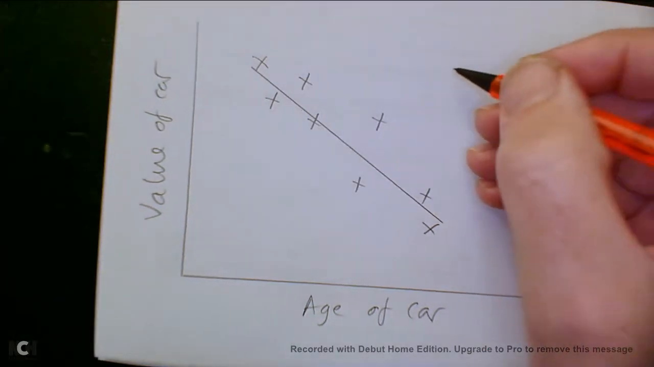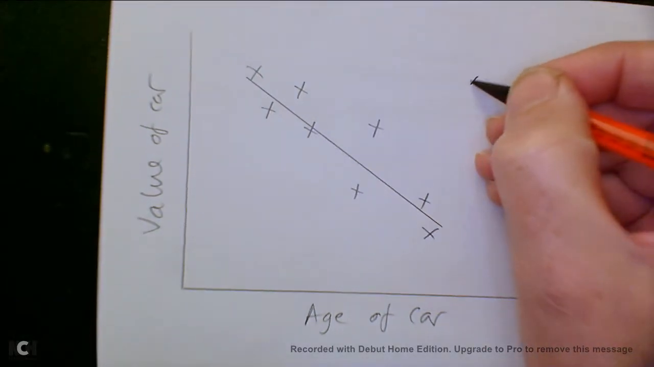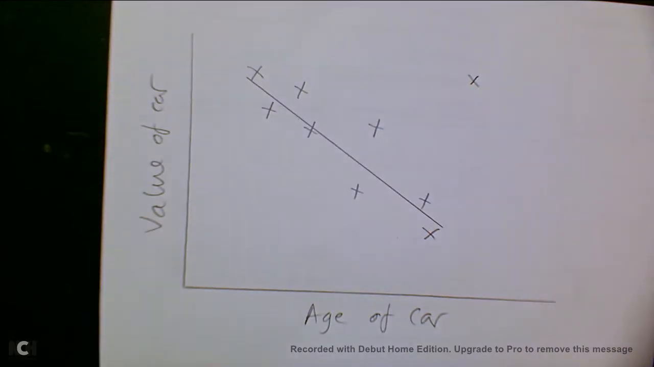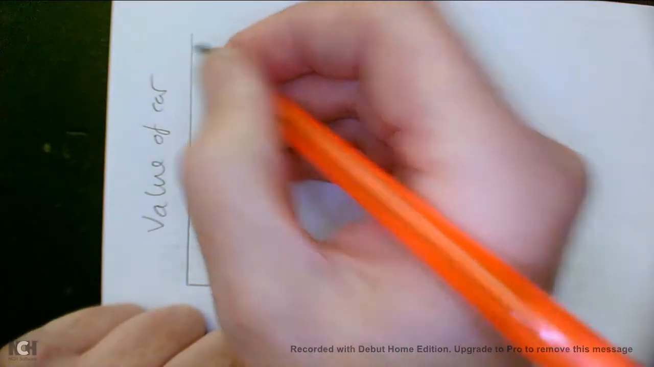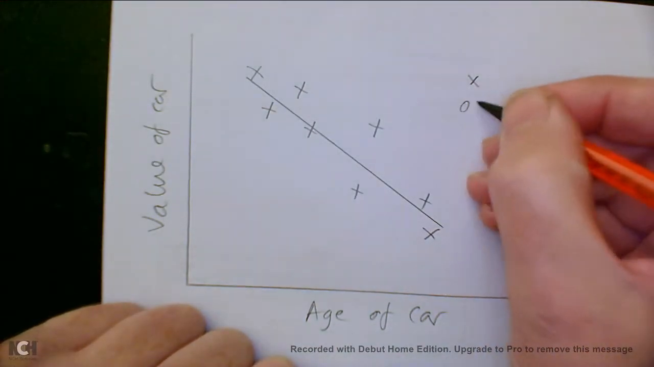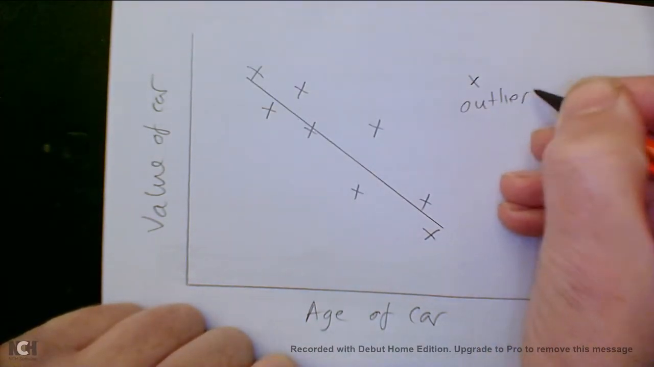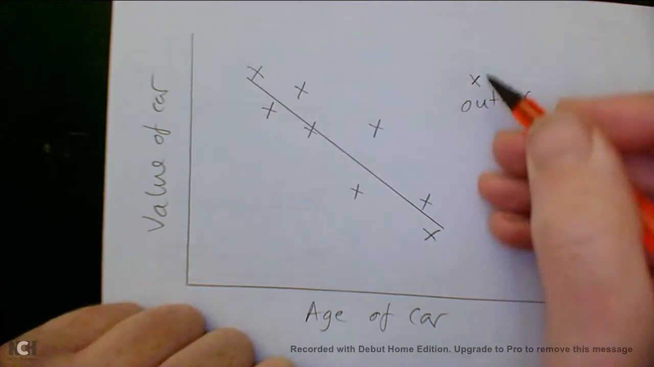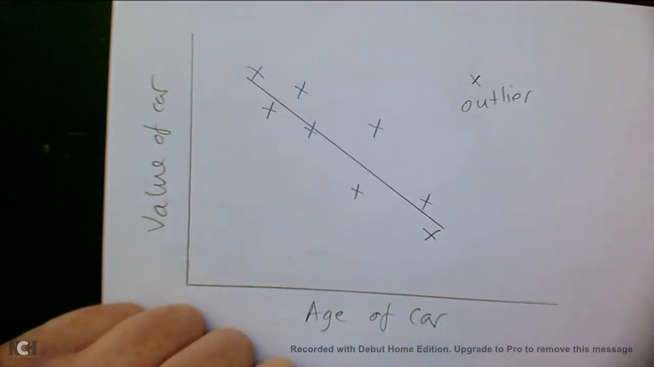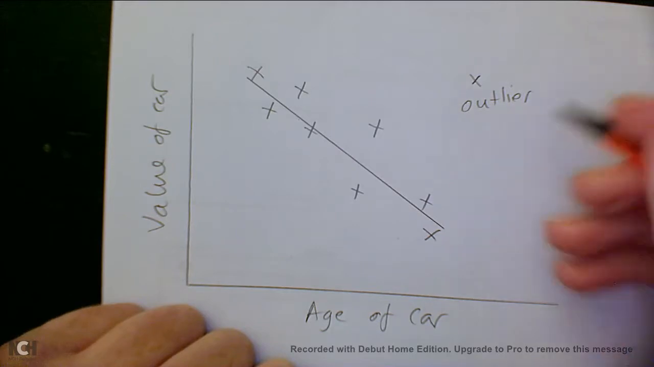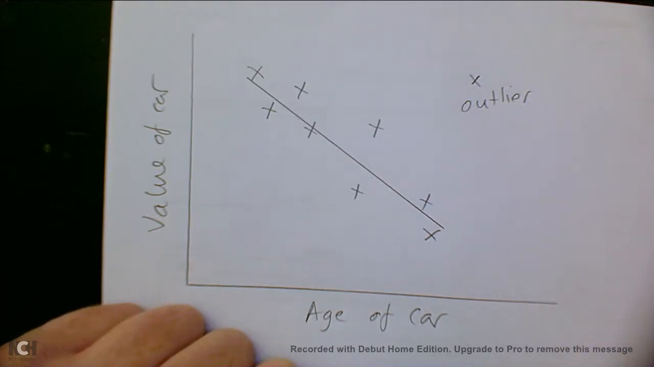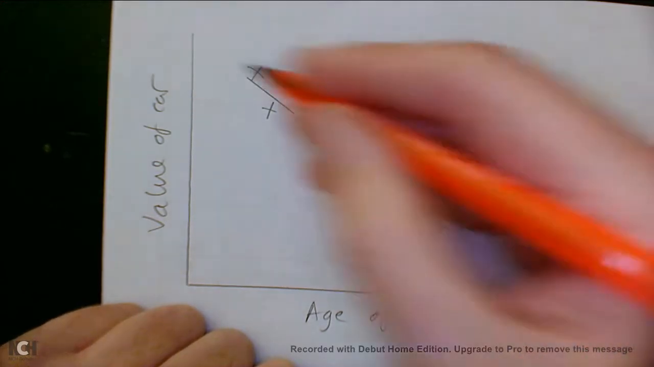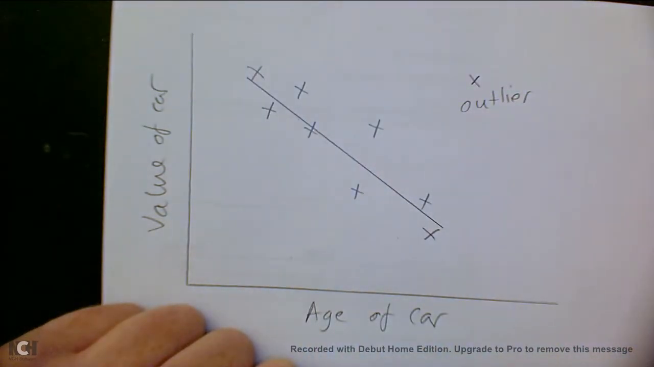Say also, for example, I've got a point up here. That point seems to buck the trend. This is showing an old car with a high value. So this is what you would call an outlier. If there are lots of outliers, then in effect you may have no correlation at all. So this outlier could represent a classic car because it's an old car with a high value, could be in high demand.